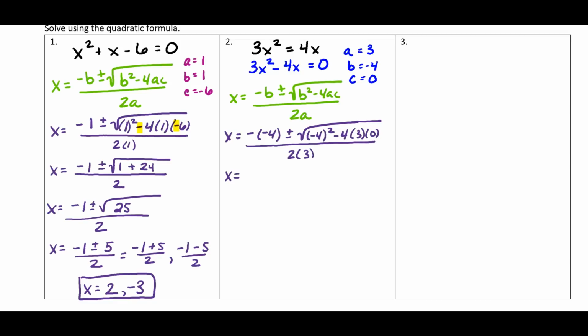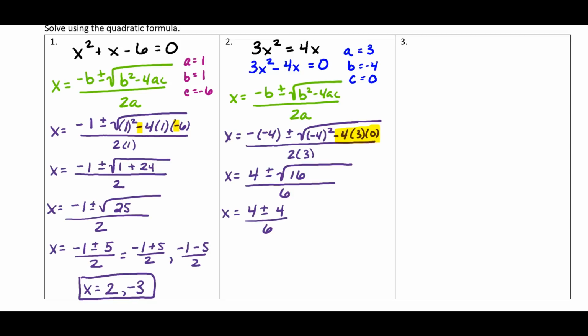So x equals, the opposite of negative 4 is positive 4, plus or minus, negative 4 squared is 16. Now, the very fact that I have a 0 right here means this entire product is going to have to equal 0. So 16 plus 0 is just 16, so there's really no need to write the plus 0. And that's going to be all over 2 times 3, which is 6. So 4 plus or minus the square root of 16, which is 4, divided by 6.